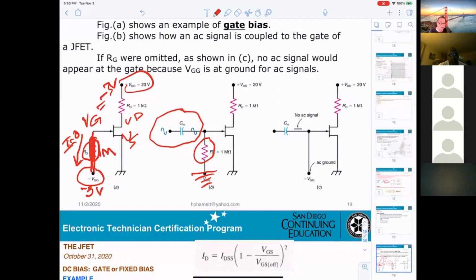So that's why they need that resistor, even though it's not doing anything. But for the AC, you must have that resistor. If you don't have that resistor, you cannot get any sine wave to the gate of the JFET.